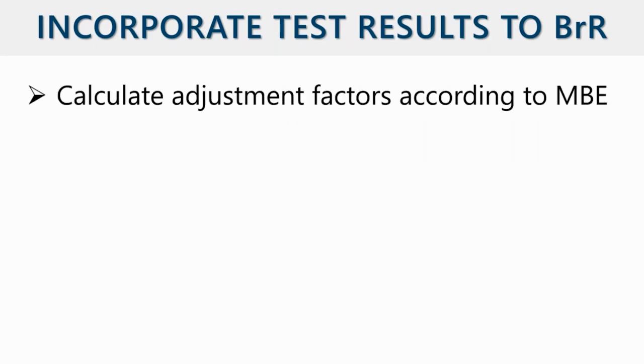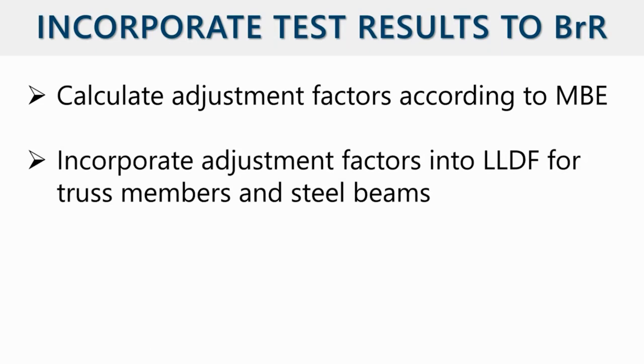Of course, first of all, we need to calculate the adjustment factors according to the Manual for Bridge Evaluation. Based on your analysis results, the manual has a set of equations that you can use to apply adjustment factors to the bridge that can reduce the live load on the girders or truss members or whatever member you're interested in. We are not going to talk about the details of how to calculate those.